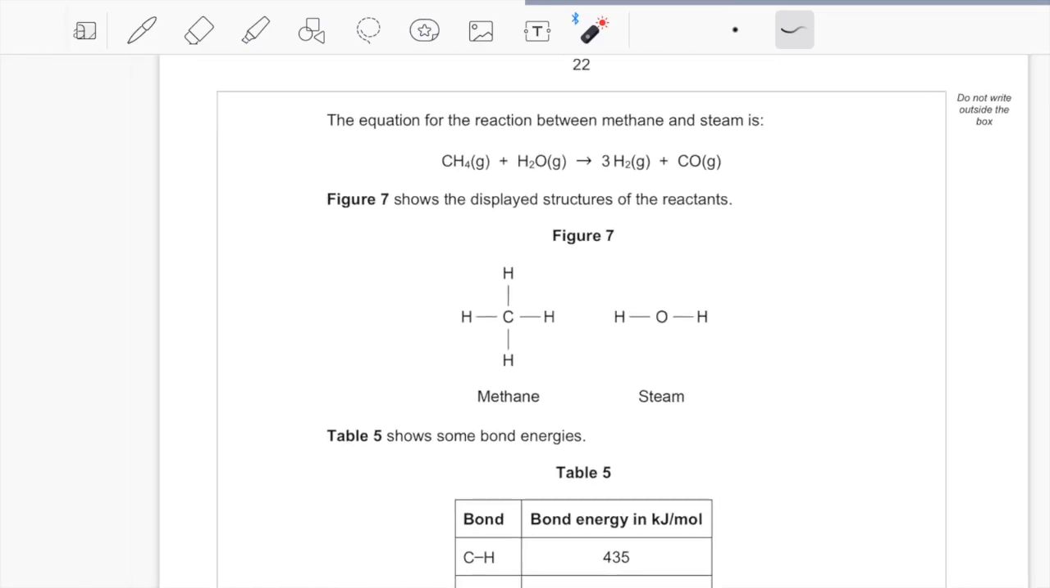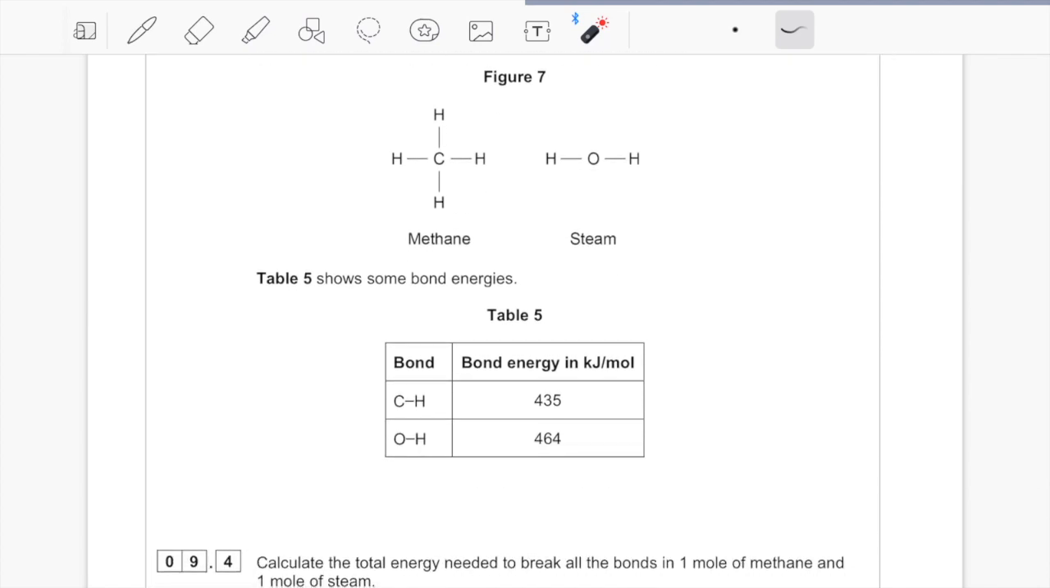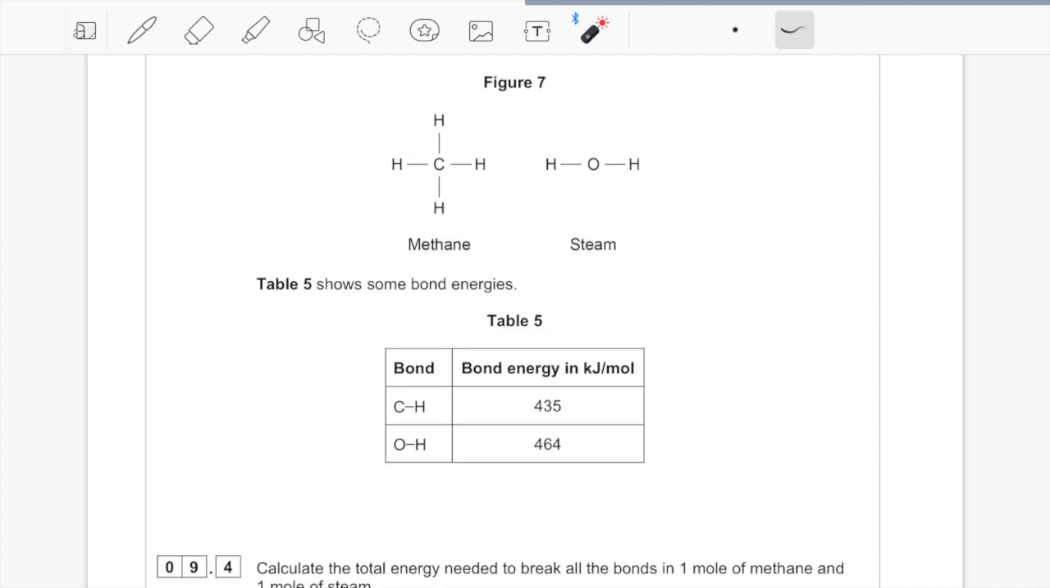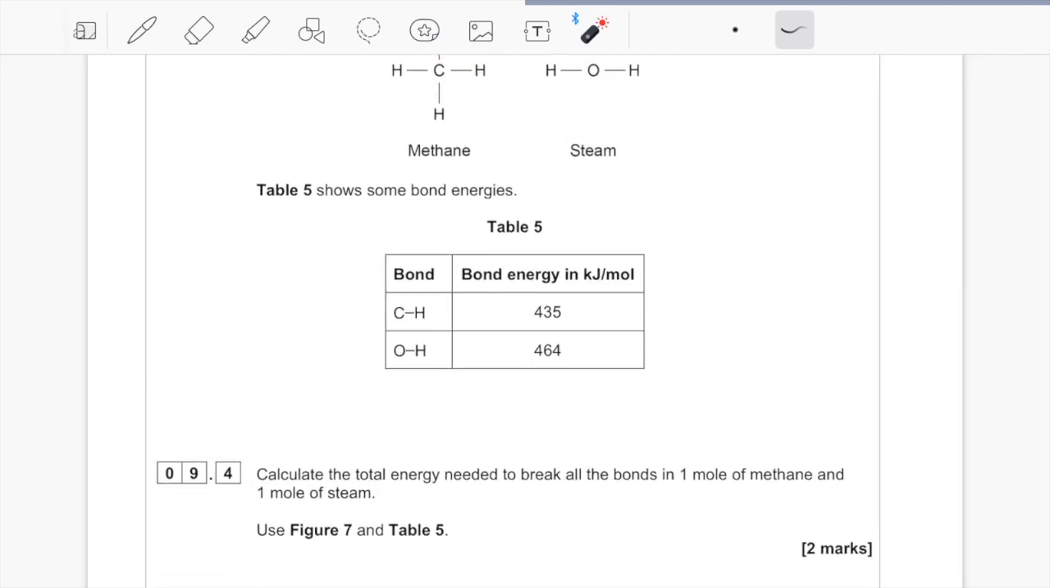And now, lastly, we had a bond energy calculation. In fact, it was only part of a bond energy calculation. You all did pretty well here, actually. So it says calculate the total energy needed to break all the bonds in 1 mole of methane and 1 mole of steam. And so you were going to have to break these bonds. So you can see that it was 4 carbon-hydrogen bonds and 2 OH bonds. So you had to add up how much energy was needed to break 4 carbon-hydrogen bonds and 2 oxygen-hydrogen bonds.